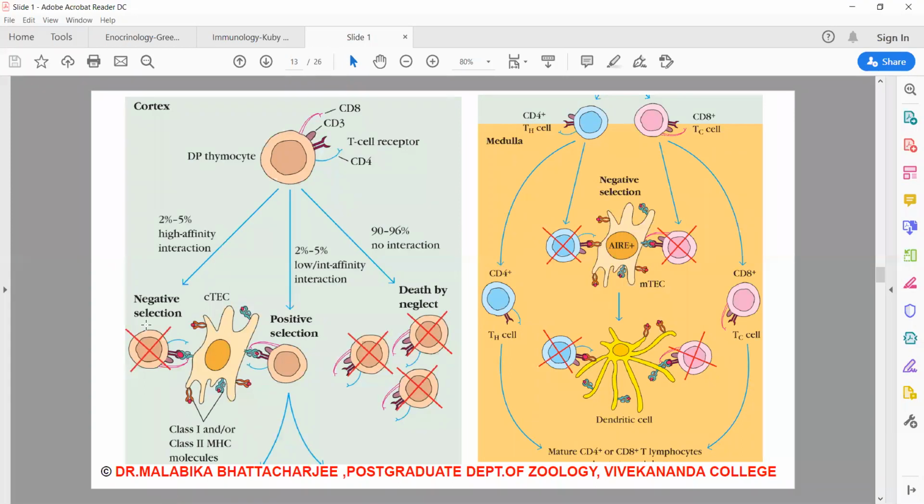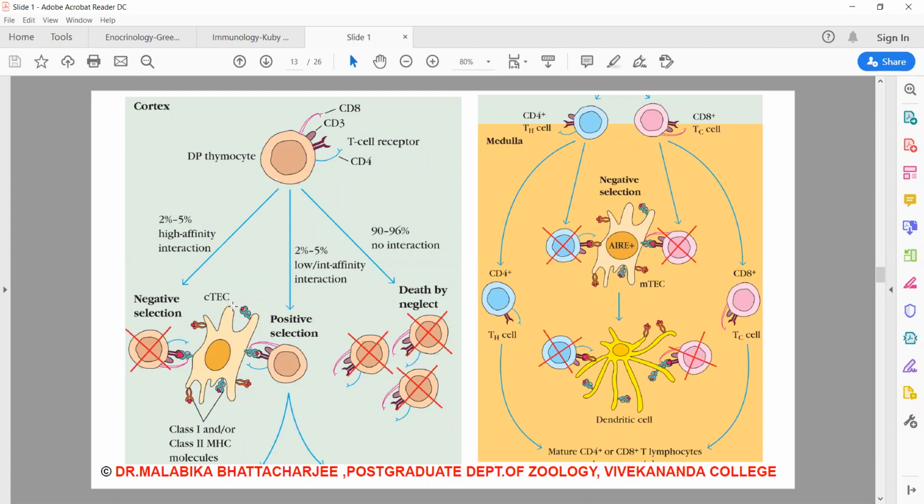This is also a form of negative selection. That is, the co-receptor is failing to actually identify its own traditional MHC counterpart. So this is also a form of negative selection. These cells are induced to die by apoptotic death. On the other hand, if the pink one, the CD8 receptor, is recognizing the blue one, the class 1 molecule, so the CD8 is successful in recognizing its cognate MHC receptor, then this is a positive selection.